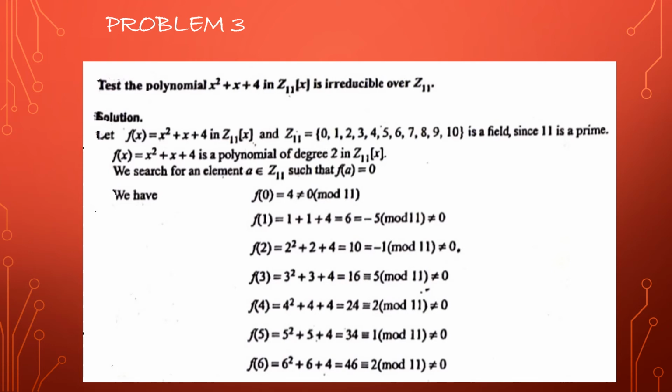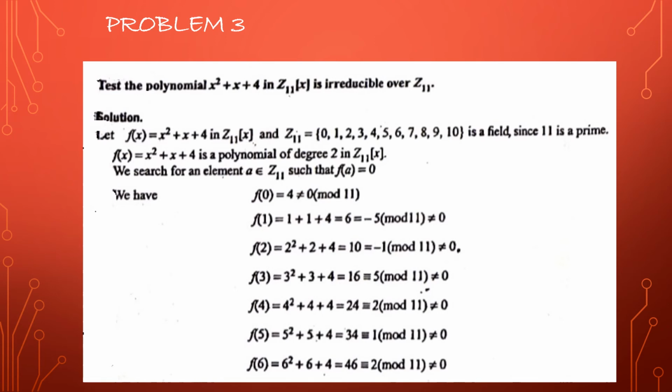So now we move on to 1, the second number. Take the second number, substitute it in this function, you get the answer as 6. 6 is less than 11. So either you can write it as not equal to 0, or you can write how much short of 11. So it's going to be minus 5. Next number 2. Substitute 2, I'm getting 10. So 10 is minus 1 short of 11, which is not equal to 0.